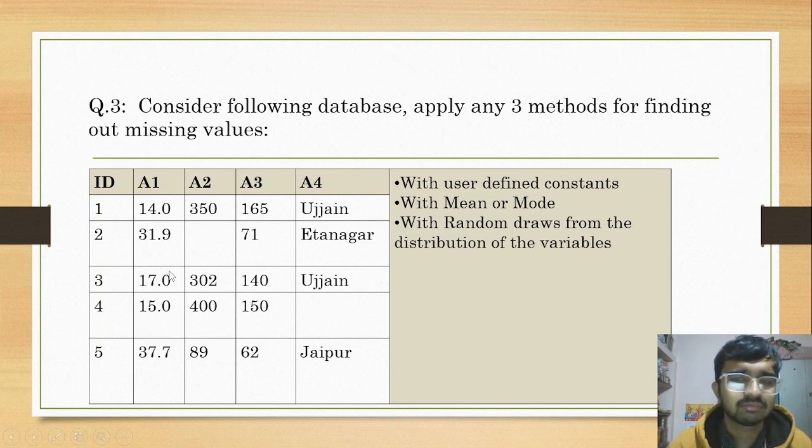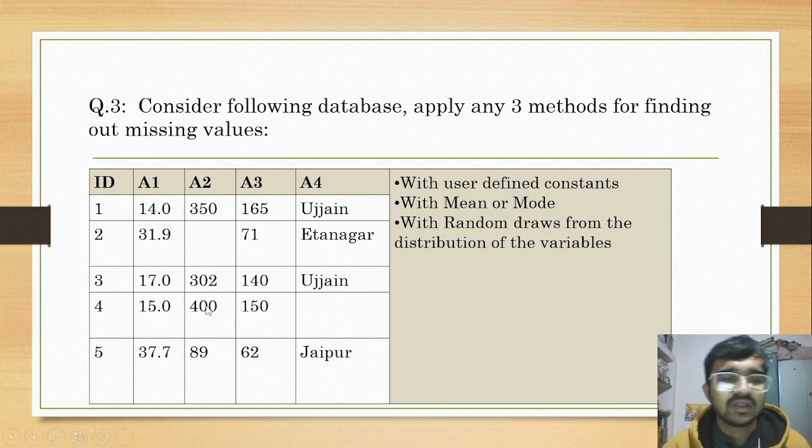In the mean and mode method, we will calculate the mean of these values and put that mean in this box, and for this we will calculate the mode, as in this the mode is gen, so we will put gen in this block. And the third is the random draws from the distribution. We have the distribution of these values, and we can randomly draw any value and put it here.